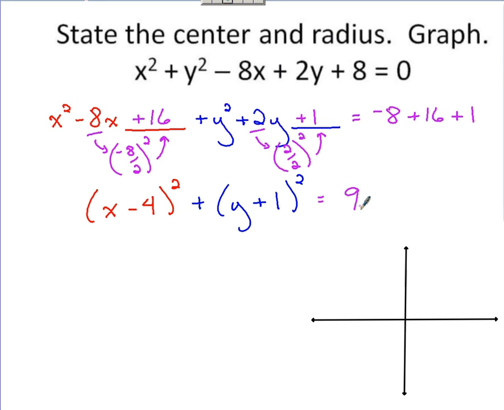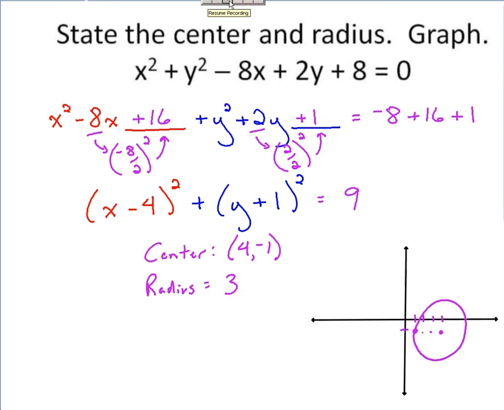And now we're back to something we should be familiar with. We know from this form, the center. This would be 4, this would be negative 1. Radius is the square root of this number, so 3. Plot it out, graph it. That'll do.